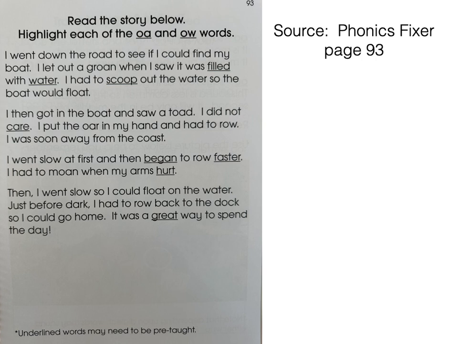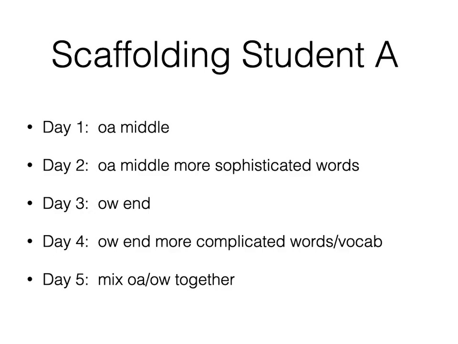You can give them a controlled text passage that has several OA and OW words, just to make sure at this point, since they are able to read, that you are having them read from a real chapter book probably at this point and not just a controlled text passage.